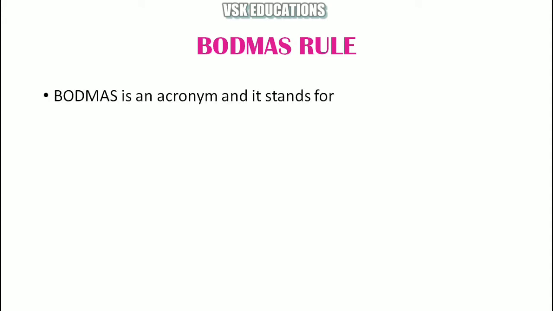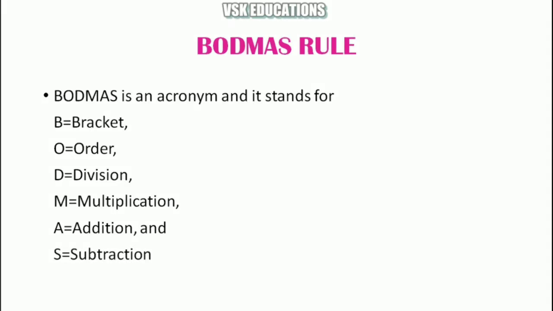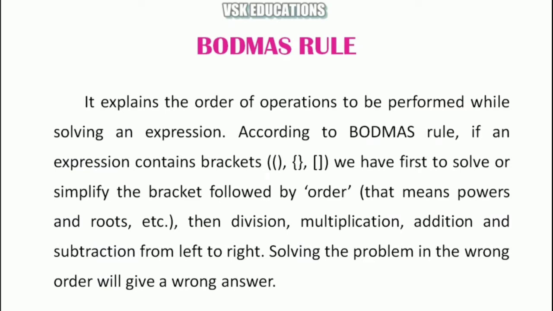BODMAS rule. BODMAS is an acronym and it stands for B stands for bracket, O stands for order, D stands for division, M stands for multiplication, A stands for addition, S stands for subtraction. BODMAS rule explains the order of operations to be performed while solving an expression.